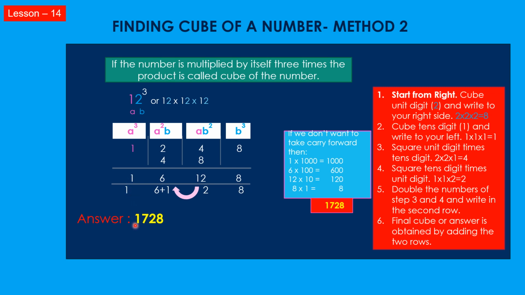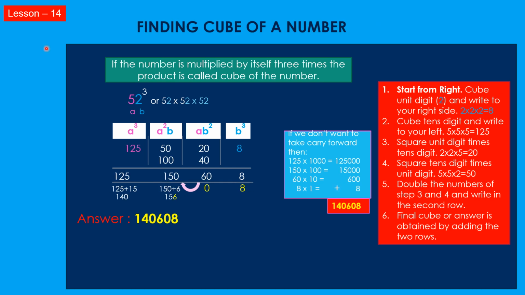And again, if you do not want to carry forward the numbers, you simply do 1 times 1000, 6 times 100, 12 times 10, 8 times 1, add up all the products and you get 1728. So this is the other method, method 2, to find the cube of the number 12.